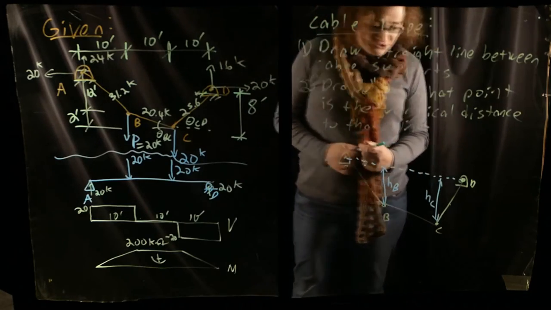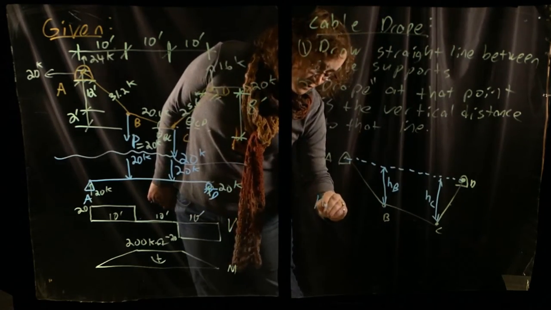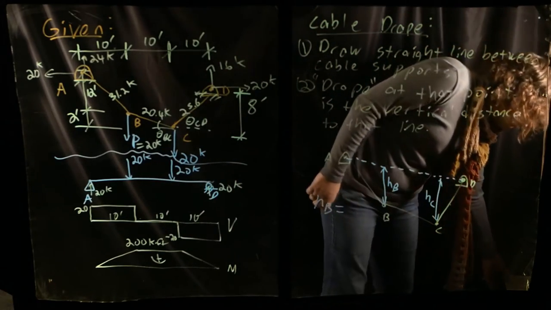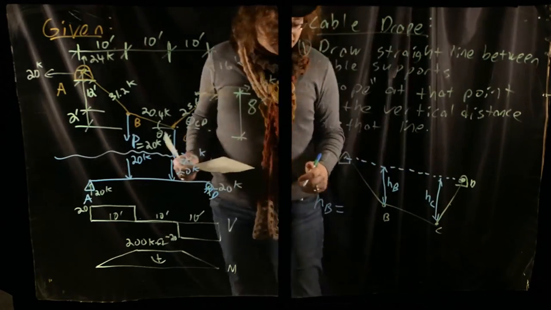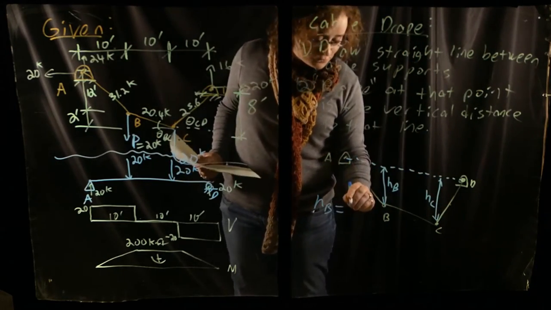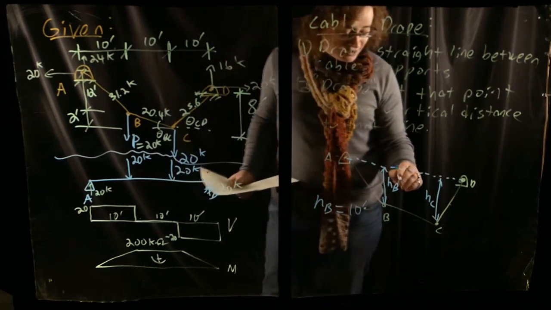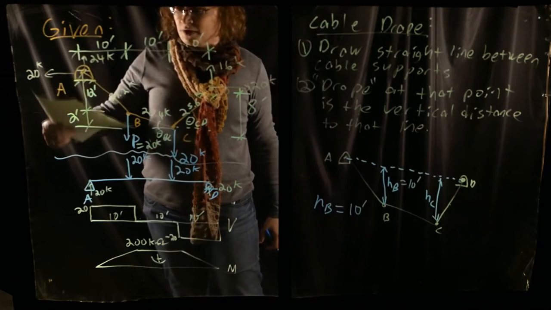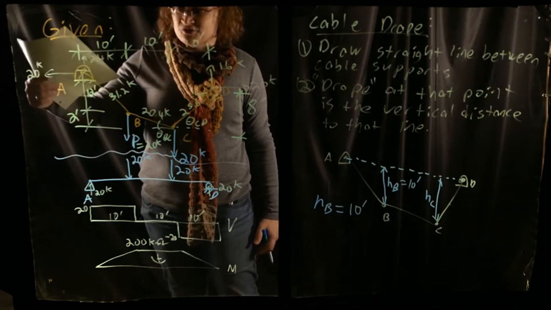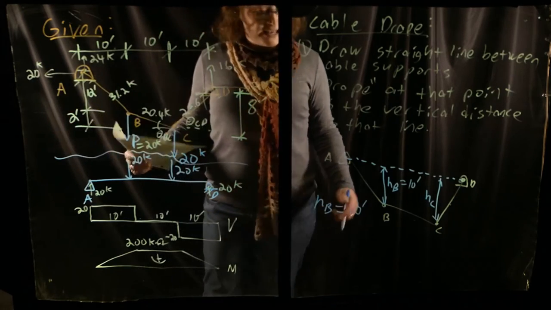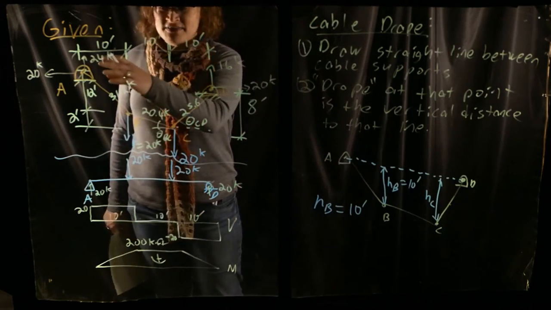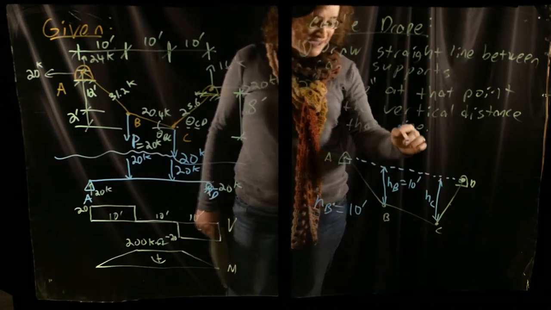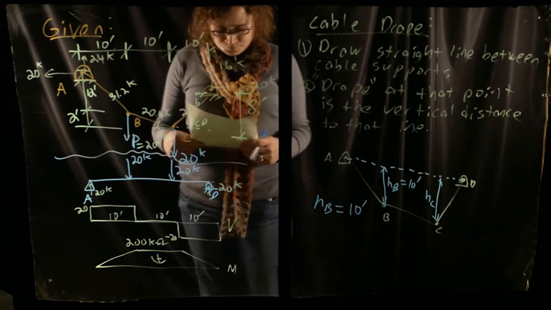So if you work through the trigonometry, you'll find that HB, the cable drape, or the cable sag, is equal to 10 feet. So in our example here, this distance is 10 feet. And we can easily see that the vertical distance between joint A and joint B is 12 feet. But again, the cable drape, or the cable sag, is not the distance from one joint to another. It is the vertical distance from a straight line between the cable ends to a particular joint.